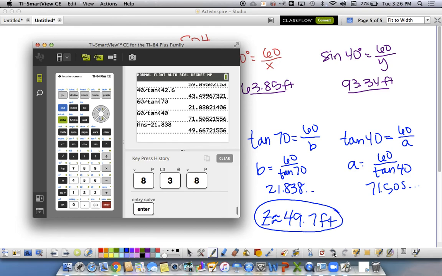We could find out who was farther away. I think that's a problem later. Okay? Trig is always fun.